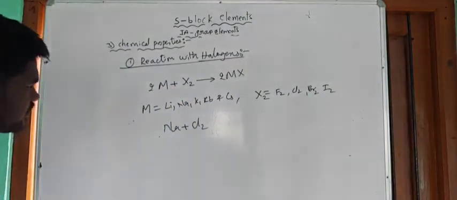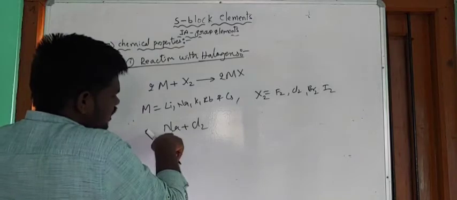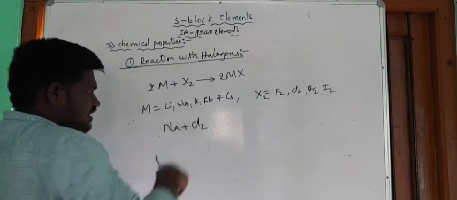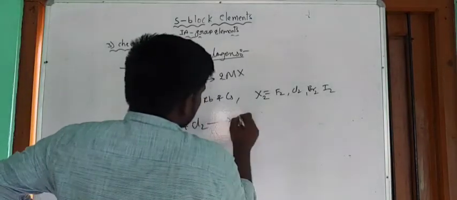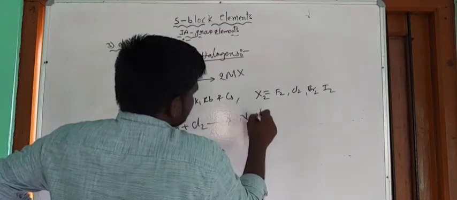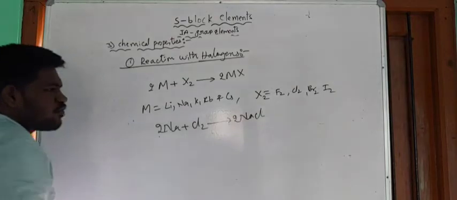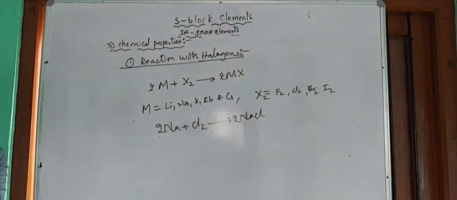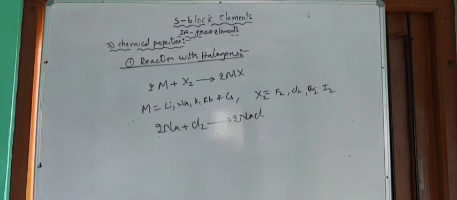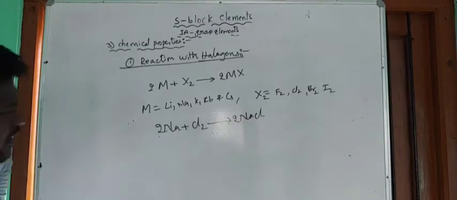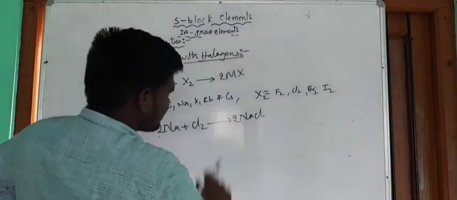They are halogens. So when you take sodium and it is treated with fluorine gas, we get NaF. So 2 moles of sodium react with 1 mole of fluorine and give 2 moles of sodium fluoride. So all the first A group metals react with halogens and form metal halides. This is one example guys.